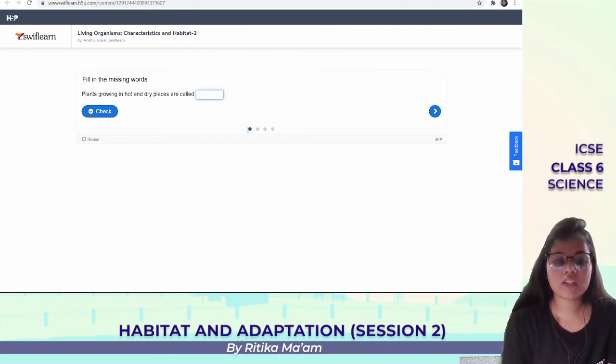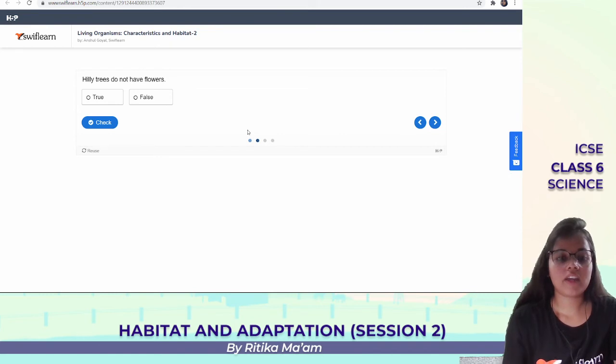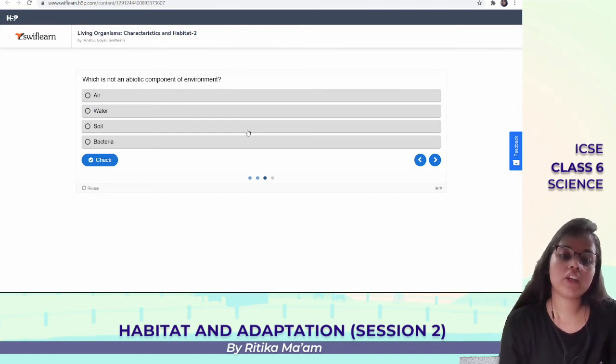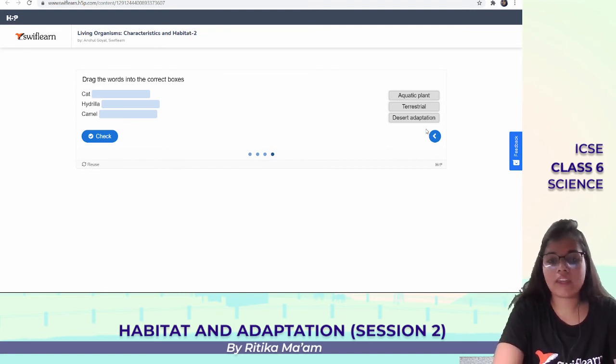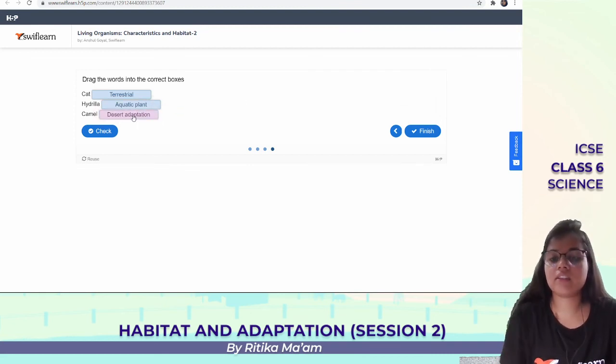Plants growing in hot and dry places are known as xerophytes because they need very little water. Hilly trees do not have flowers? No, they have very beautiful flowers. Which is not an abiotic component of the environment? Abiotic means having no life, so bacteria, which has life, is the answer. And drag the words to the correct boxes. So cat is from a terrestrial habitat, hydrilla is an aquatic plant, and camel is a desert adaptation.